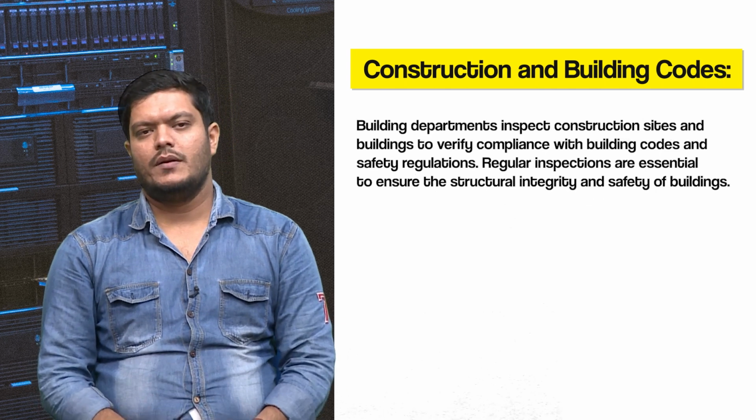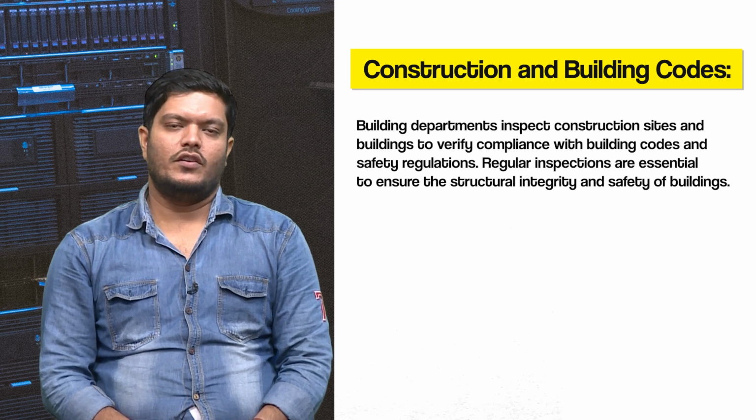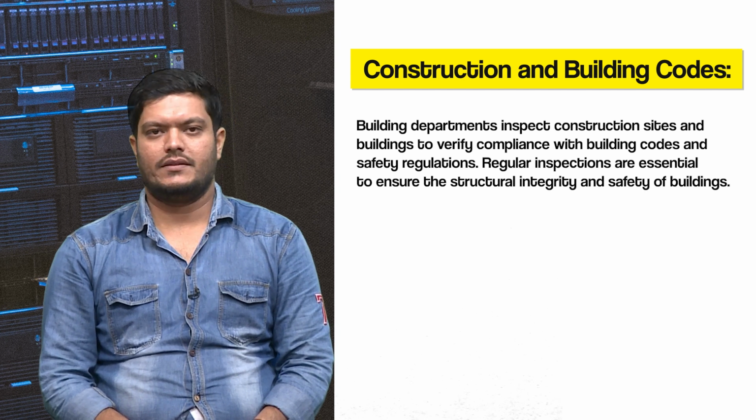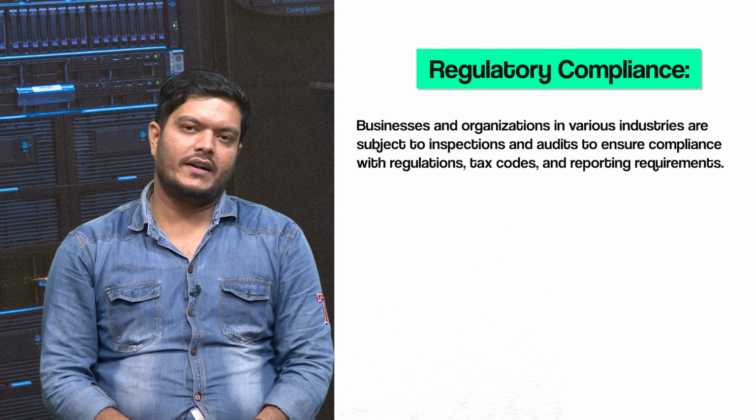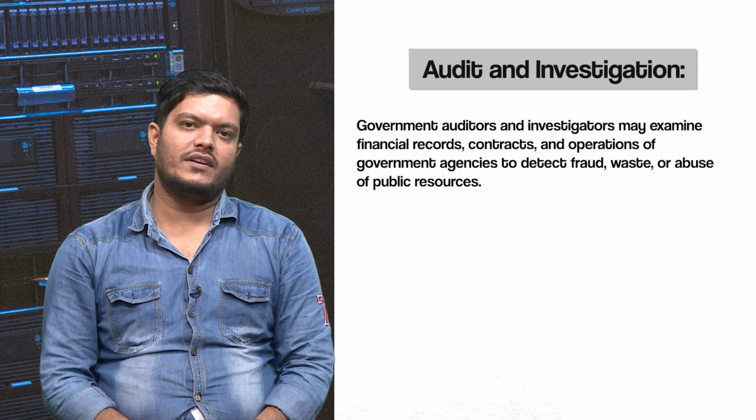Construction and building codes. Building departments inspect construction sites and buildings to verify compliance with building codes and safety regulations. Regular inspections are essential to ensure the structural integrity and safety of buildings. Regulatory compliance. Businesses and organizations in various industries are subject to inspections and audits to ensure compliance with regulations, tax codes, and reporting requirements. Audits and investigations. Government auditors and investigators may examine financial records, contracts, and operations of government agencies to detect fraud, waste, or abuse of public resources.